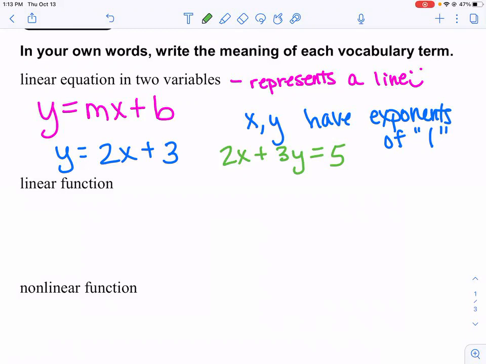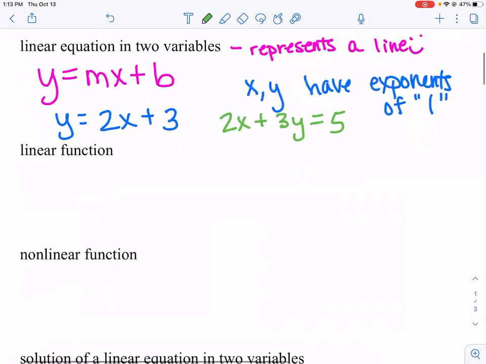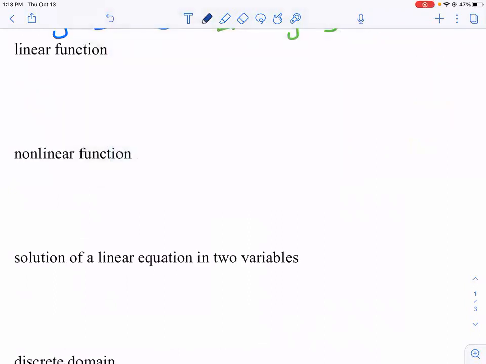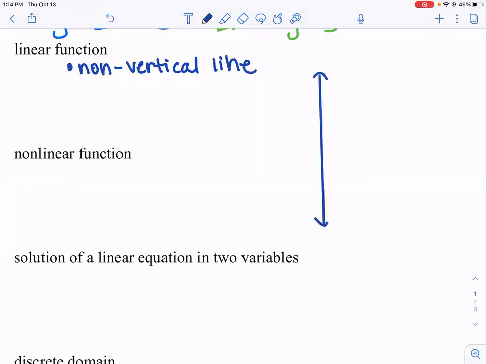Okay. So now let's talk about some special properties of a linear function. Okay. So a linear function represents a line, and I do need to specify that it is a non-vertical line. Why am I saying a non-vertical line? I'm going to draw a vertical line.